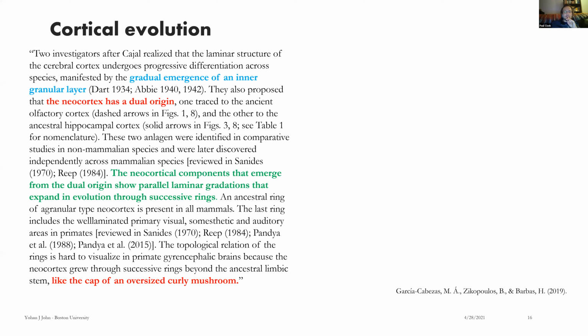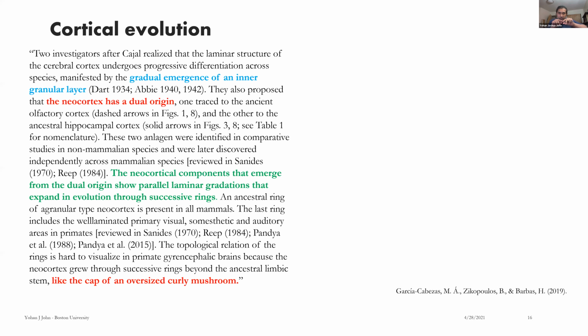So the idea is that there's a gradual emergence. This is something we haven't really talked about, but it's sitting in some of Paul's diagrams: that neocortex has this dual origin. There's one end of it, which is this ancestral olfactory cortex, and another end, which is an ancestral hippocampus.